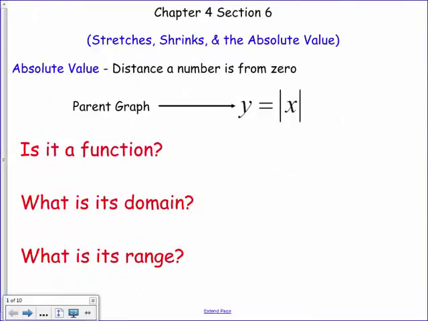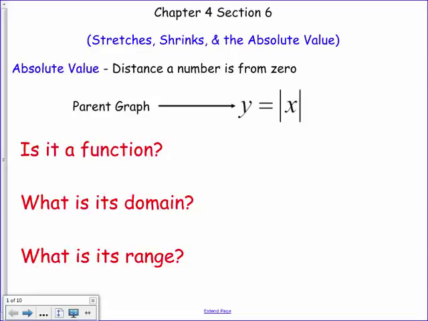All right, here we go. We're going to throw some more rules at you. So if you don't know all your rules so far with your translations and your reflections, I would stop this video. I'd go back and rewatch those or do some more practice, because you need to have those down before you get to these stretches and shrinks. Otherwise, we're just going to make things way more complicated.